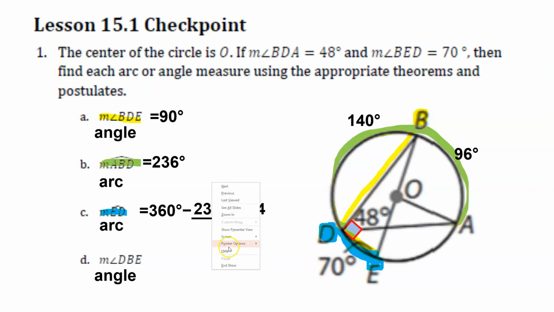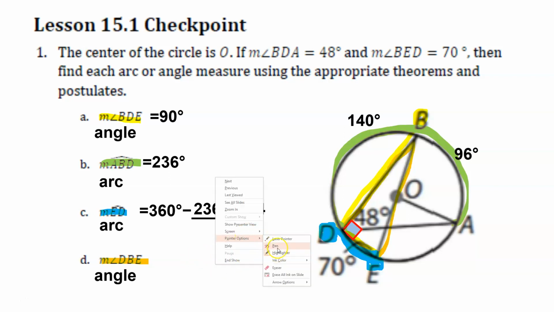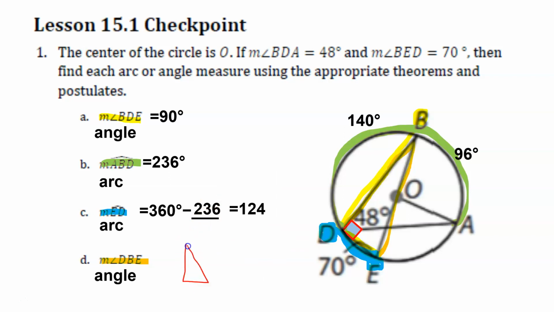All right, and then DBE, which I'll highlight for you in yet a different color. DBE is actually a part of a triangle. So what we could do is I'm going to draw this out in pen. I'm going to draw my triangle out. I know this is 90, that's 70, and I need to figure out that angle. I know that a triangle adds up to 180, so I could take 180, take away 90, take away 70 to figure out that angle.